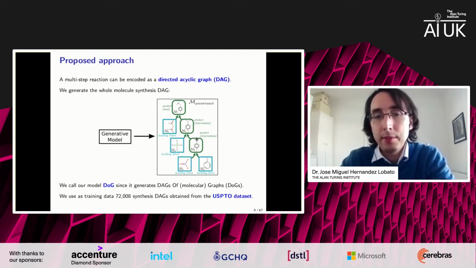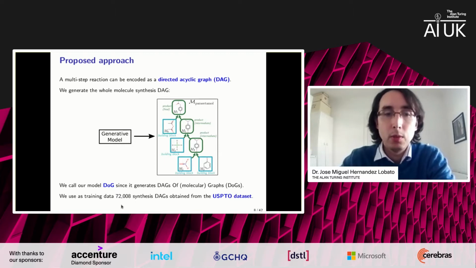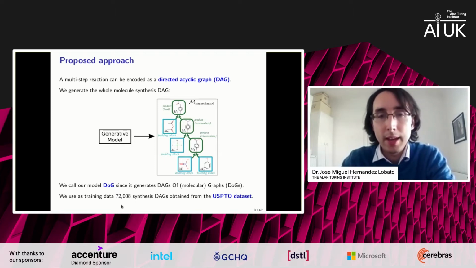And we call these graphs directed acyclic graphs of molecular graphs because each node in the graph is also a molecular graph. We call these DAGs, and we call our model DOG because it generates DAGs. We can train this on existing datasets, for example the USPTO dataset, which contains synthesis information extracted from the US Patent Office. And this contains about 72,000 synthesis DAGs.